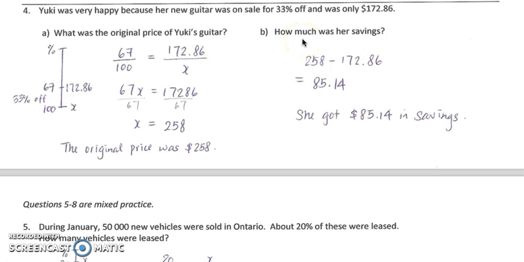B. How much was her savings? How much money did she save? Well, this is finding the difference in the original price of $258 minus the sale price, $172.86, and that will give you $85.14 in savings.